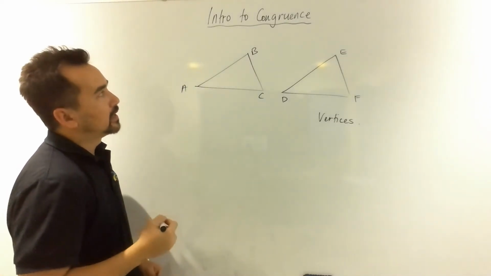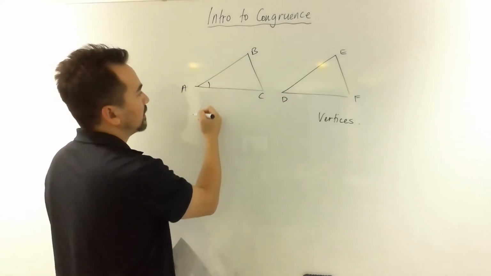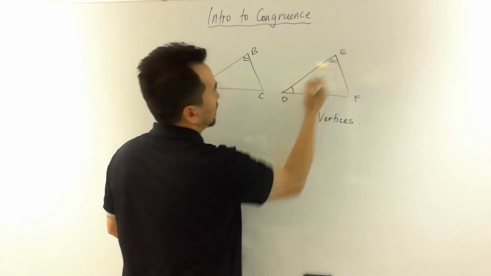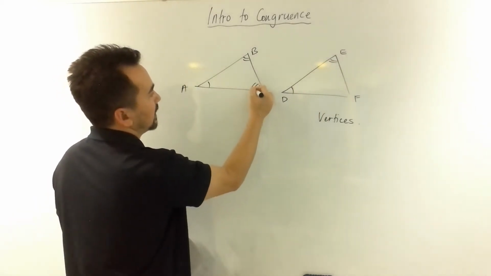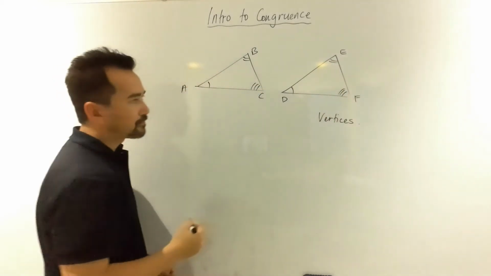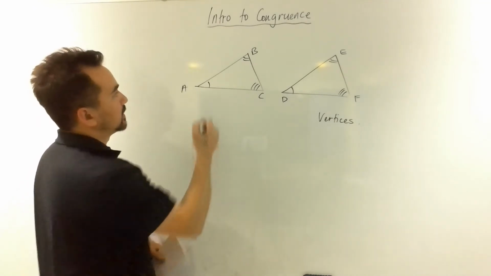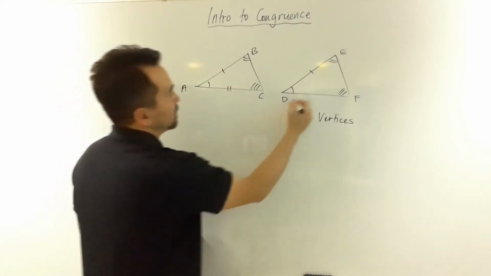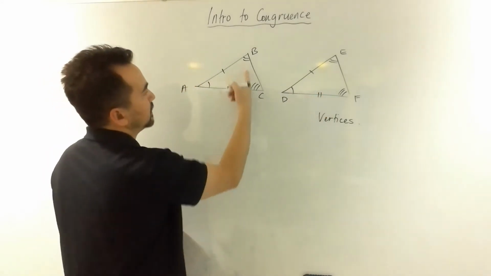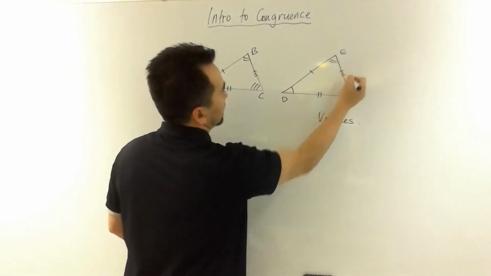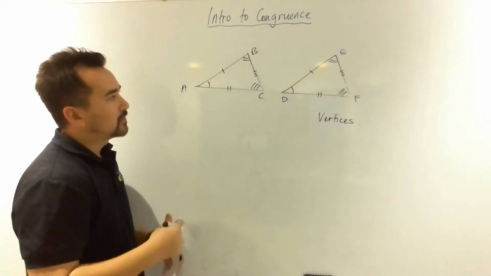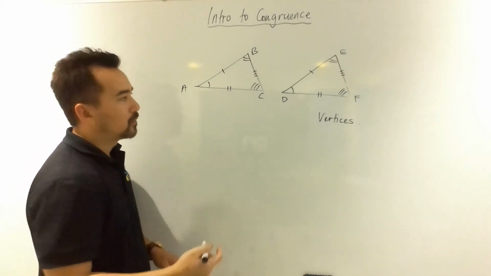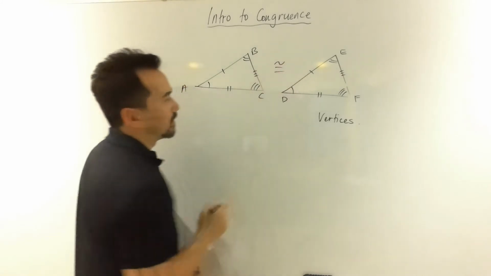Now, let's talk about congruence. Let's say this angle is the same size as that one. Let's say this angle is the same size as that one. And let's say this angle is the same as this one here. And let's say that AB is the same length as DE, AC is the same length as DF, and let's say BC is the same length as EF. So we have a scenario where all the angles are the same size and all the sides are the same length. We would say that these two triangles are congruent.